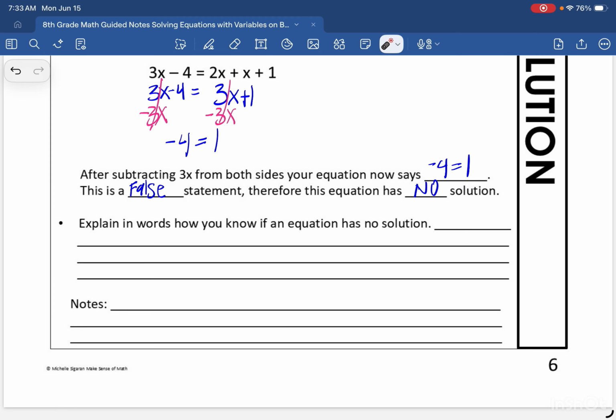Explain in words how you know if an equation has no solution. If all the variables cancel out and the remaining equation is false, then there is no solution to the equation.